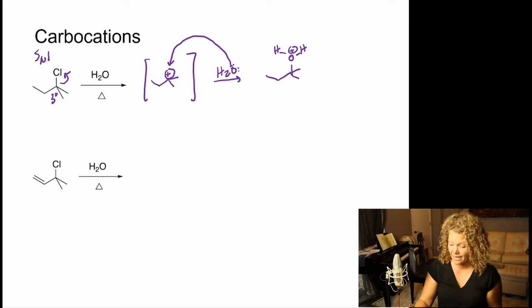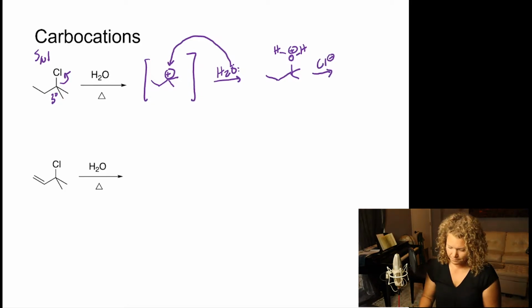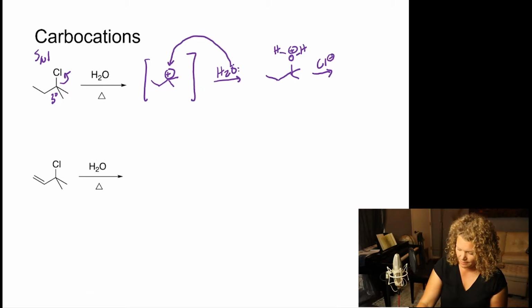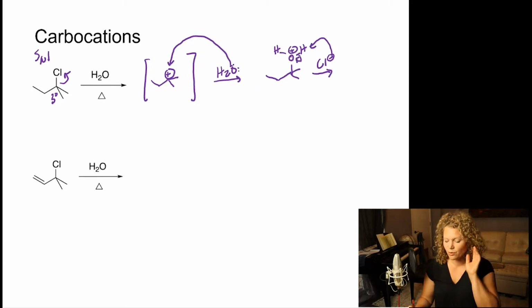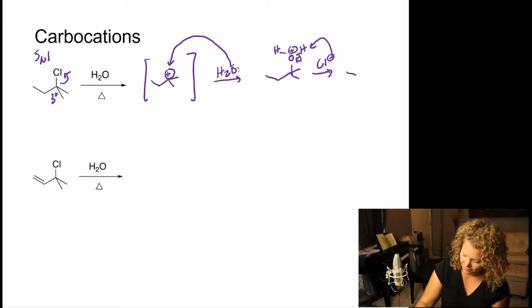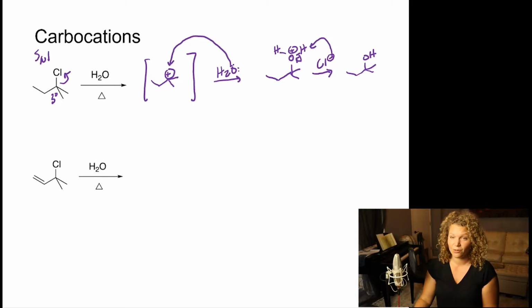The oxygen now has a positive charge. You could also imagine the water removing this proton. We're going to use the chlorine here in this example. We're going to remove that proton, and now we have our desired SN1 product, this tertiary alcohol.